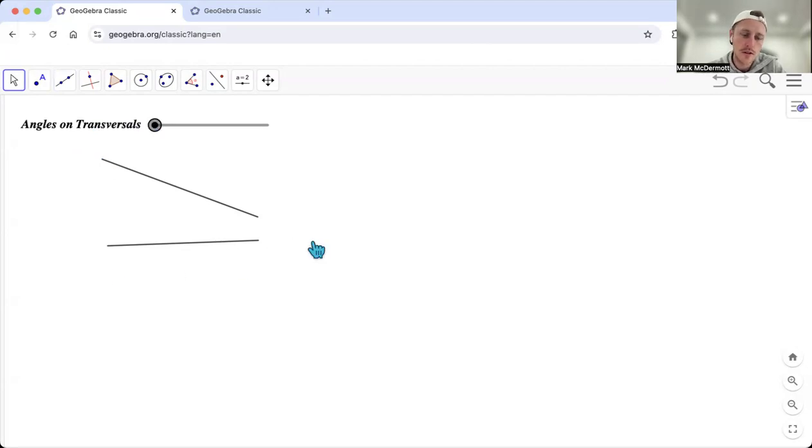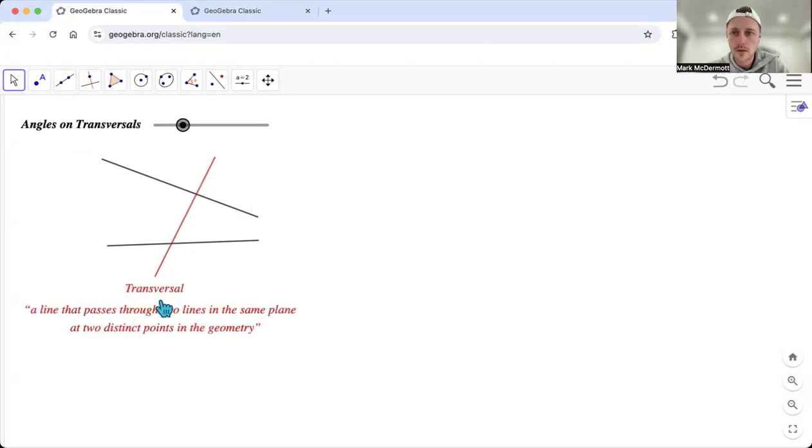Let's imagine we've got two lines like this, and we have a line that goes across both of them. That is what's known as a transversal. So our technical definition could be something like a line that passes through two lines in the same plane at two distinct points in the geometry. Technical definition, basically, it's a line that crosses two other lines. And there's a few things we can say about this.